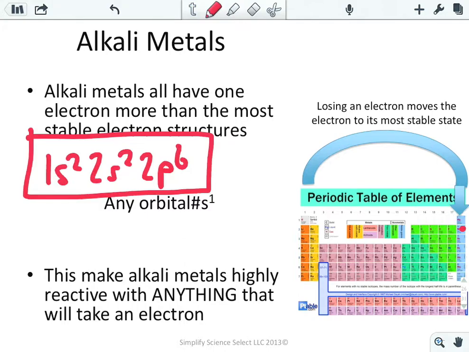So for something like sodium, it loses 1 electron, and then it has the same electron structure as a noble gas. Because it can lose 1 electron and become like a noble gas, it makes the alkali metals highly reactive with anything that will take the electron. It wants to lose that electron so badly that it's really highly reactive.